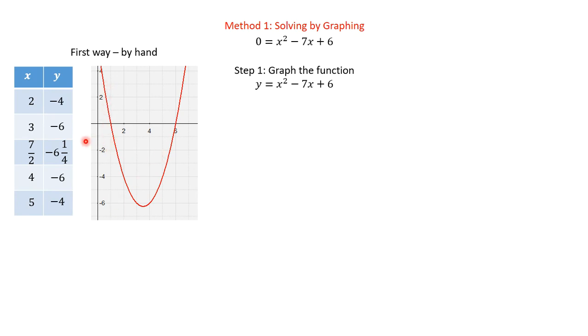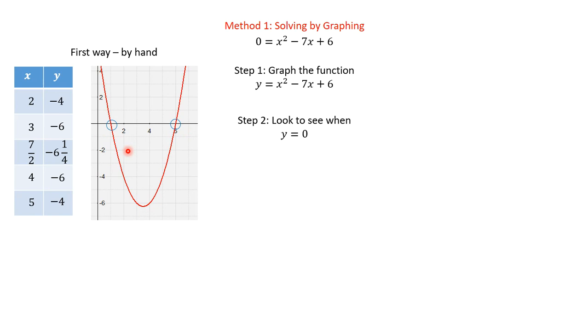Move those in, and then we can graph it. Just plot our points. So we have 2, negative 4, 3, negative 6. There's our vertex, which if we miss that, doesn't really make much of a difference, because here we have 4, negative 6, and 5, negative 4. Now we are looking for when the function equals 0. The function equals 0 there and there. And so what does this look like? This looks like x equals 1 and x equals 6. And so that is a guess.